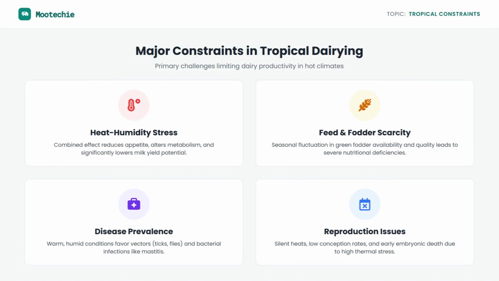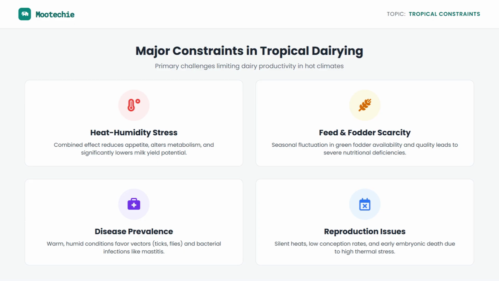Let us now examine the major constraints faced in tropical dairying. Heat and humidity stress is the most significant constraint. It reduces appetite, alters metabolism, and lowers milk yield potential. Feed and fodder scarcity is another major issue. Seasonal variation in green fodder availability leads to nutritional deficiencies. Disease prevalence is also higher in tropical climates. Warm and humid conditions favor bacterial and parasitic infections, such as mastitis. Reproductive problems are commonly observed. Heat stress affects fertility, conception rate, and embryo survival.